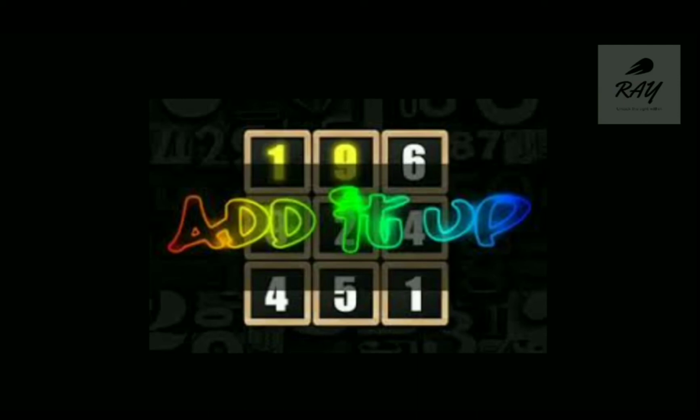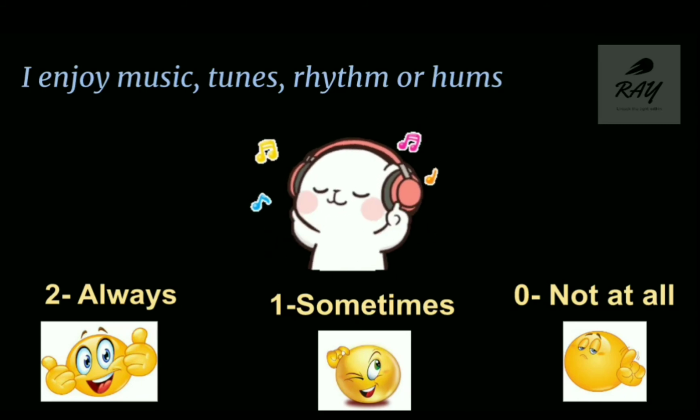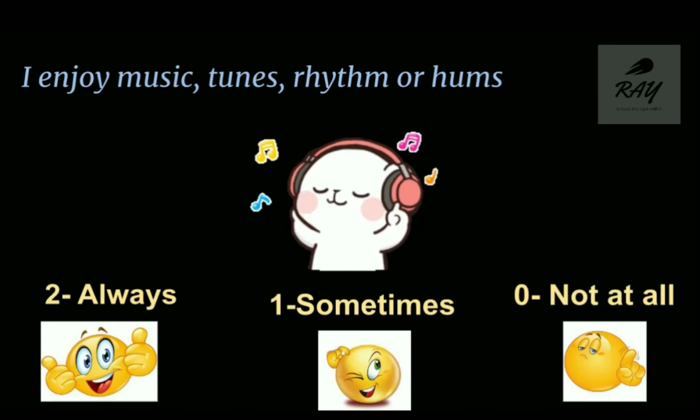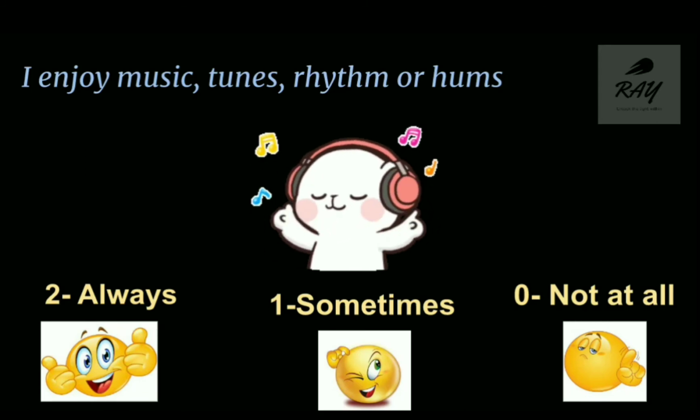So right now you have a score for part 1. You have a score for part 2. Now we are going to move to part 3. Let's move on. I enjoy music, tunes, rhythms or hums. 2 for always, 1 for sometimes and 0 for not at all. Your 5 seconds.